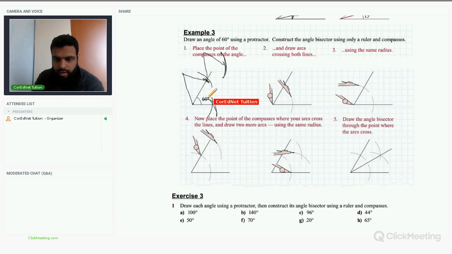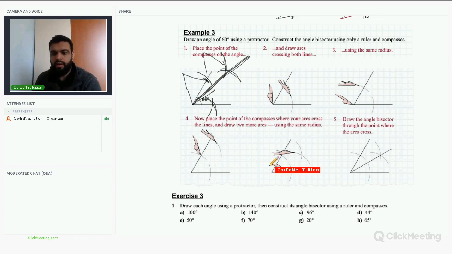You're going to draw yourself an arc there. Put your compass there. Do not change the radius. And you're going to draw yourself another arc there. So that will give you those two points. But obviously, I haven't done it properly. That will give you those two points that you need to cut that angle exactly in half.